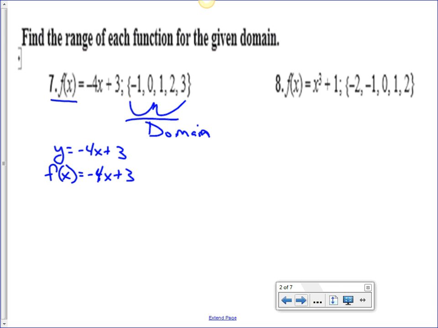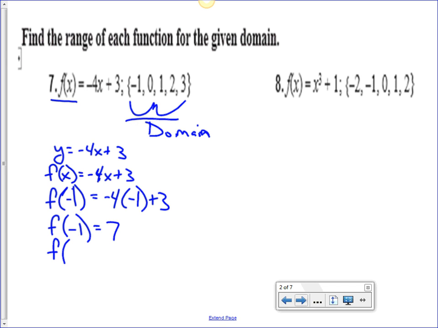So where do we plug it in? The first one, if I want to plug in a negative 1, it would look like this. The function value at negative 1 is equal to negative 4 times the negative 1 plus 3. So this new notation where I have f of negative 1, I'm going to leave over here, which means the function value at negative 1 is equal to negative 4 times negative 1, which is 4, plus 3, which is 7.